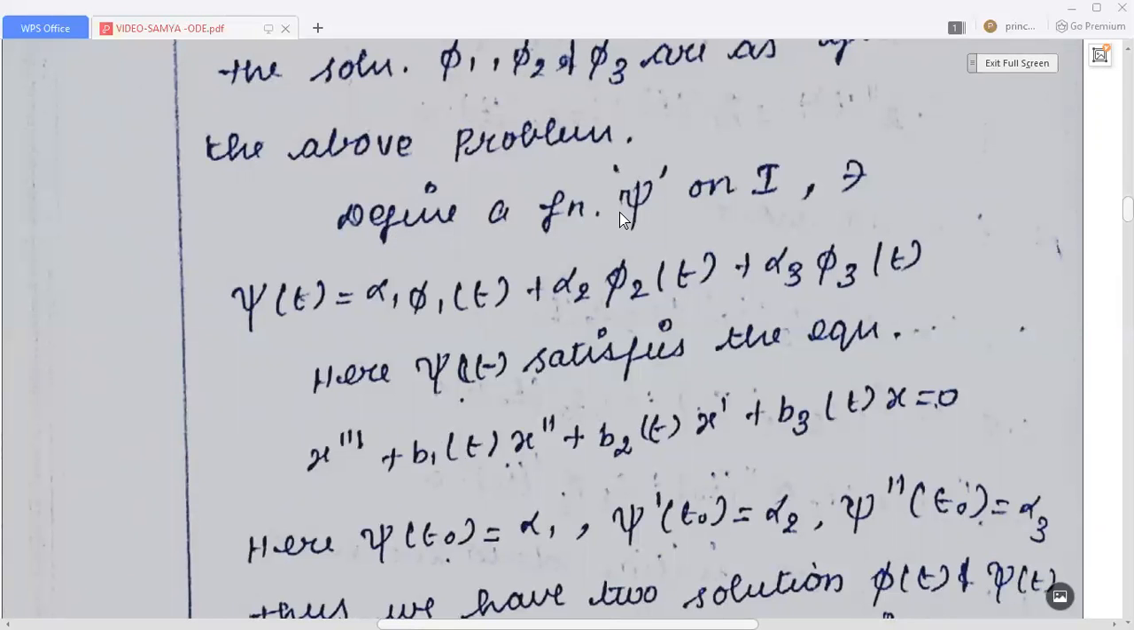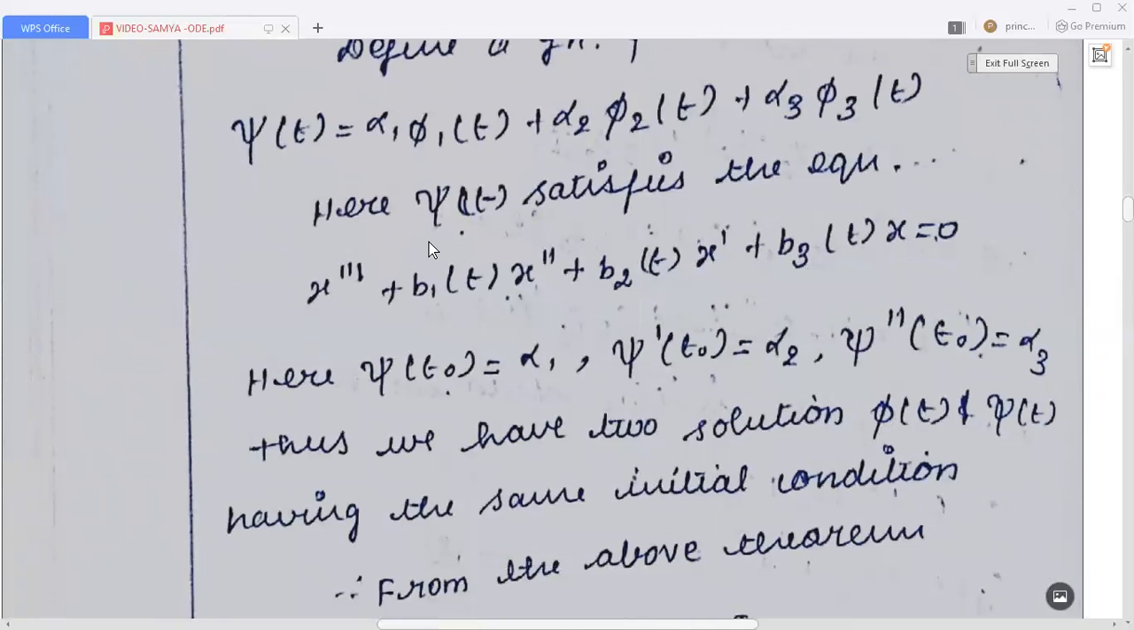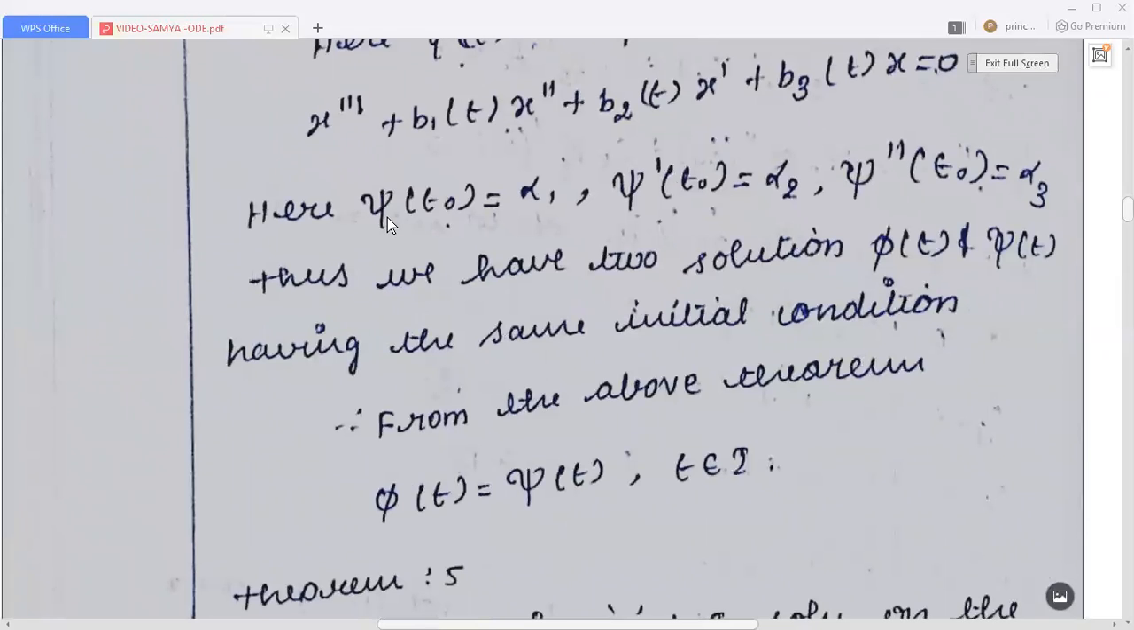Define a function psi on the interval I such that psi of t equals alpha 1 into pi 1 of t plus alpha 2 into pi 2 of t plus alpha 3 into pi 3 of t. Here psi of t satisfies the equation x double dash plus b1 of t into x double dash plus b2 of t into x dash plus b3 of t into x equal to 0. Here psi of t naught equals alpha 1, psi dash of t naught equals alpha 2, psi double dash of t naught equals alpha 3.